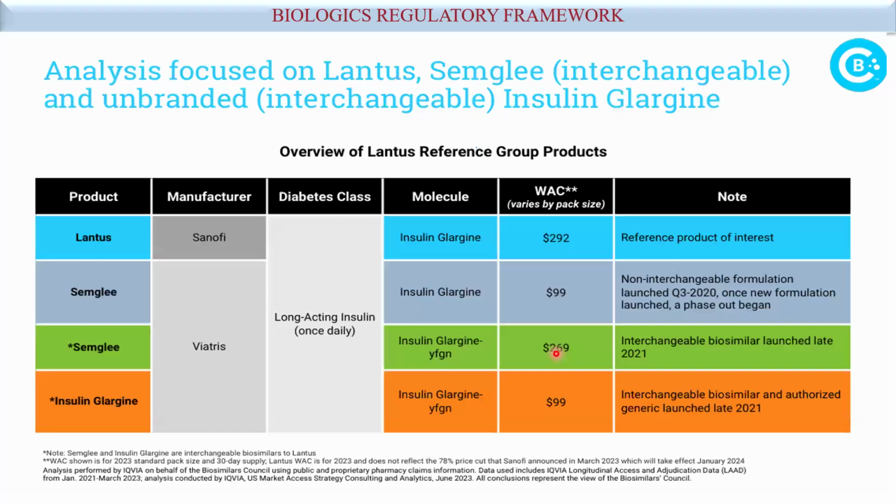So this is how we can get approval from the US FDA for biosimilars, biologics, and interchangeable biosimilars. The cost-wise differentiation. Is it clear to everybody?